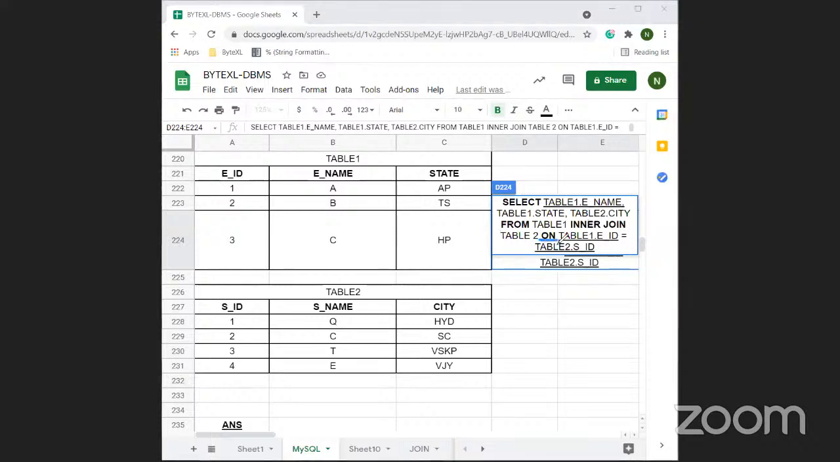On. What is this on? It's a keyword, as you can see. But based on what attribute you are joining the tables. For now, I am taking from table 1 employee ID, from table 2 student ID, that I have to give on what, that I am specifying here.